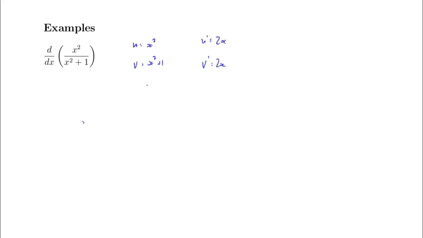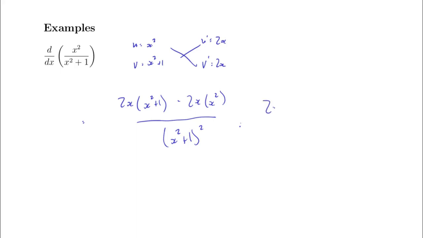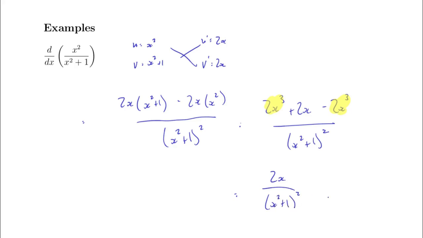All right, let's do this. So V U prime, 2x times x squared plus 1, minus U V prime, 2x times x squared, all over V squared, x squared plus 1 squared. This is going to be 2x cubed plus 2x minus 2x cubed over x squared plus 1 squared. My 2x cubed and 2x cubed subtract off to 0 again, and so I have 2x over x squared plus 1 squared. If you wanted, you can multiply that denominator out. That's x to the 4 plus 2x squared plus 1.